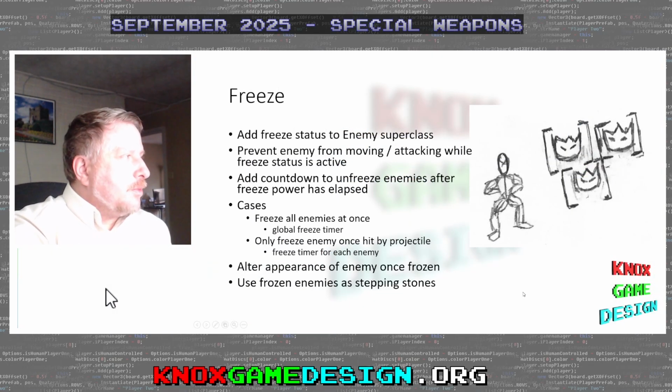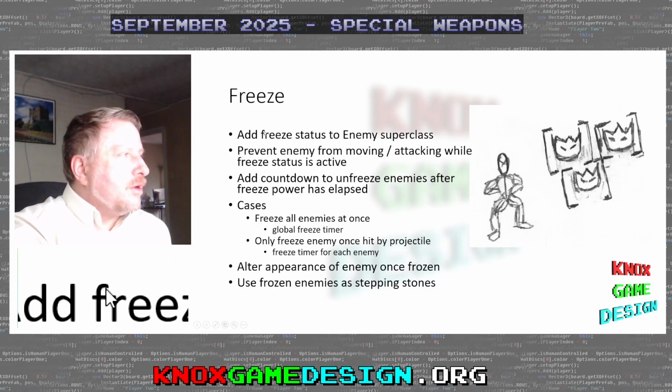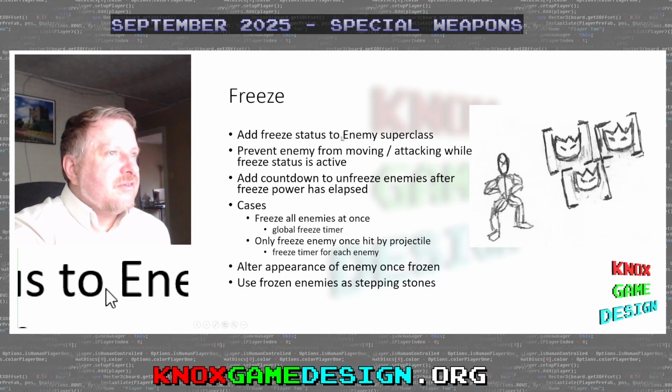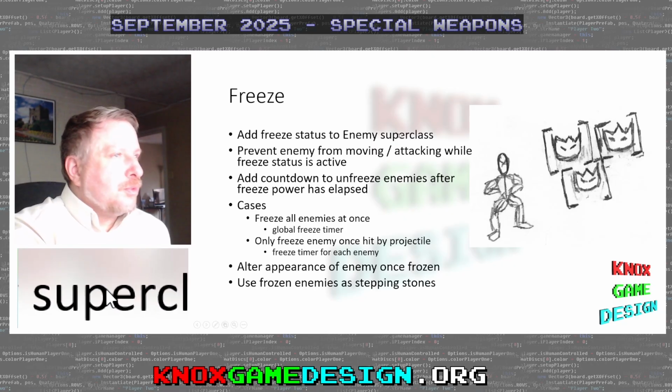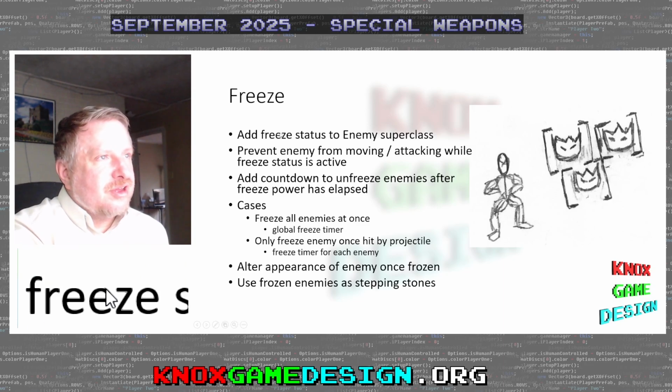So the next weapon I want to be talking about is the freeze weapon. There's a couple of different ways to implement this, but either way you do it, you want to have a freeze status added to your enemy superclass. If you have different types of enemies and you want them all to be frozen, you want to have one enemy superclass, then subclass those with the specific instance types, but have your freeze status on the enemy superclass.